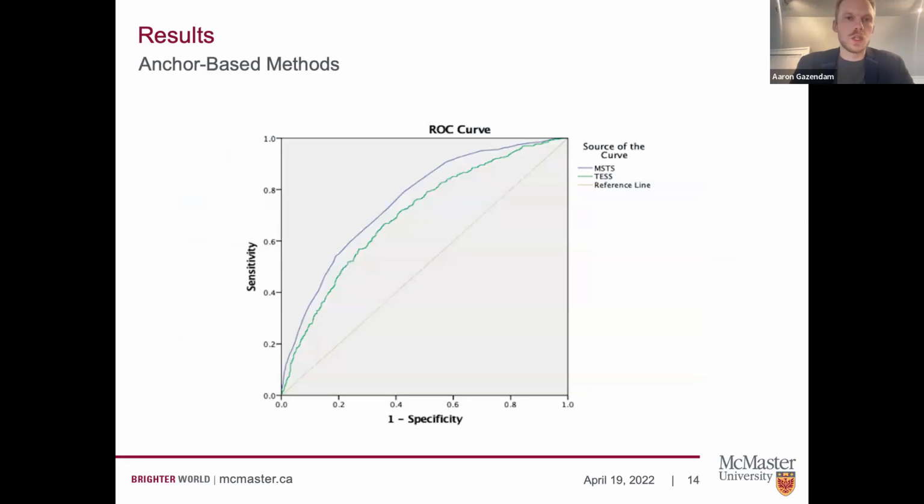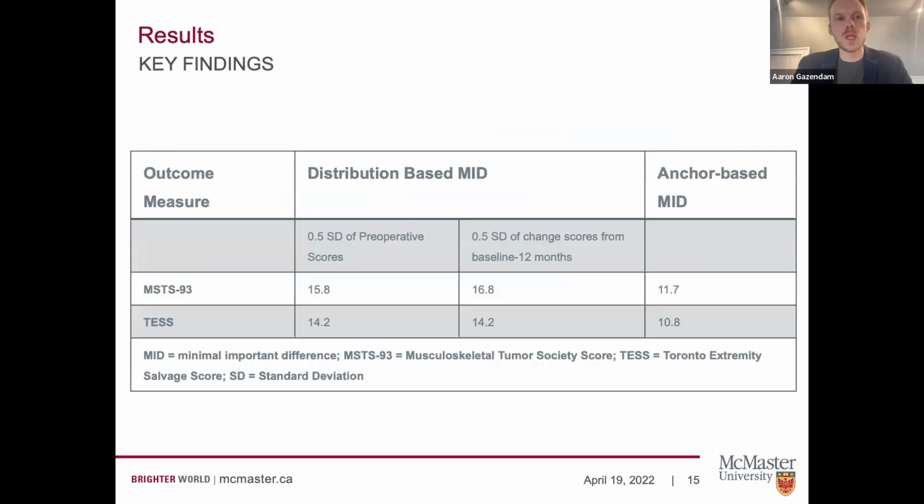Here's a visual representation of the receiver operator characteristic curve analysis for both the TESS and MSTS that differentiated patients with no change in function to patients with a change of 1 in function based on the external anchor. And based on this, and then utilizing Youden's index, we calculated MIDs for the MSTS to be 12 and 11 for the TESS based on the anchor-based method. We also, as you can see here, calculated based on the distribution-based methods that I talked about earlier.